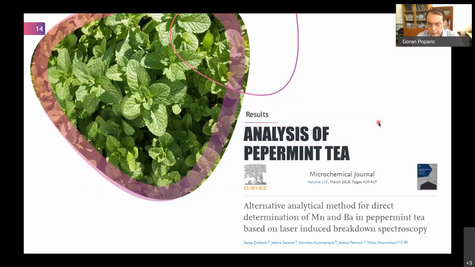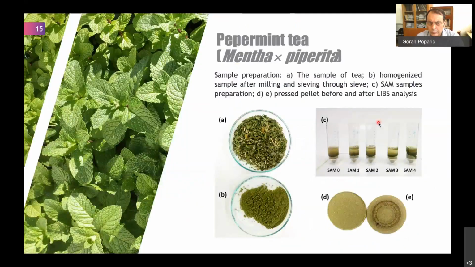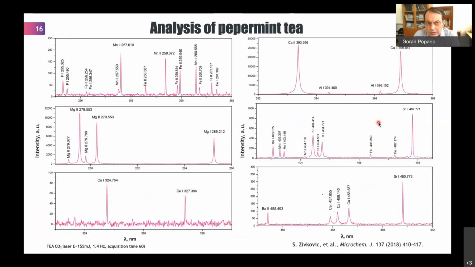And for this purpose, we used a peppermint tea sample. The sample was milled, sealed, and homogenized. Different amounts of one essential and one non-essential element were added. We made pellets for the LIBS analysis and performed LIBS measurements in air at atmospheric pressure. These are the experiment parameters, and you can see the very good alignment with the low background emissions achieved.